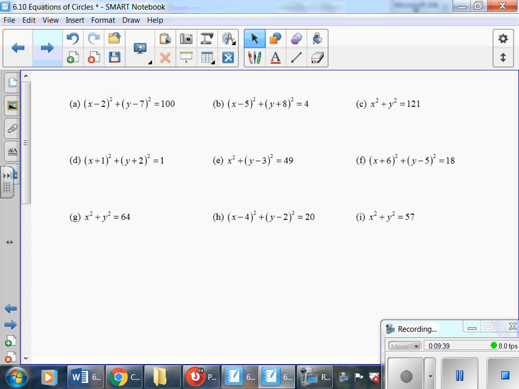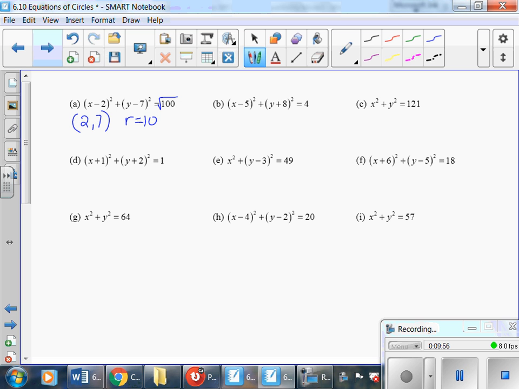All right, so let's find out what the center is. So once again, I'm going to remind you, it's opposite signs on this. So it's positive 2, positive 7 is my center, and my radius is going to be the square root of 100, which is 10.